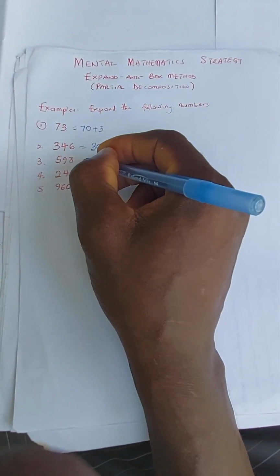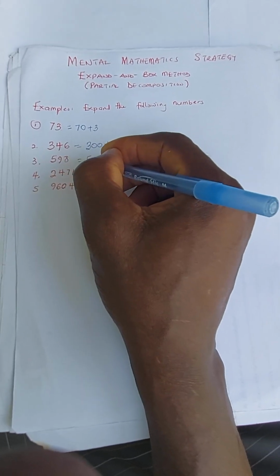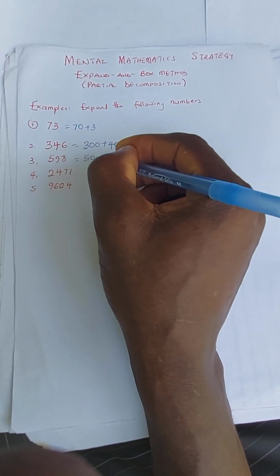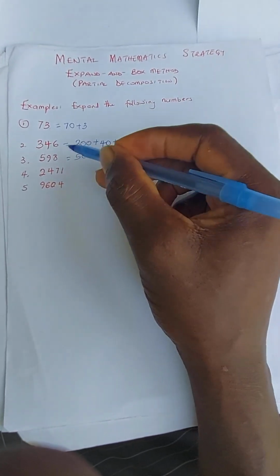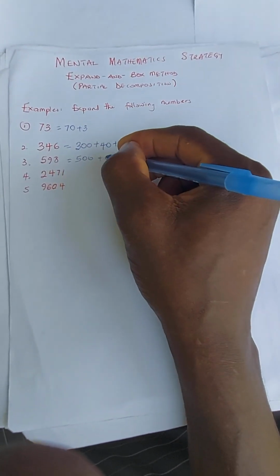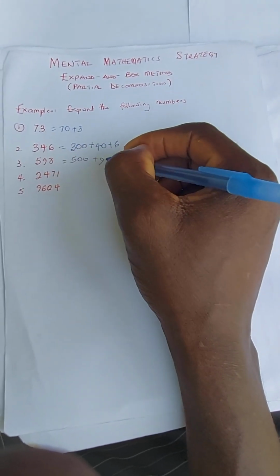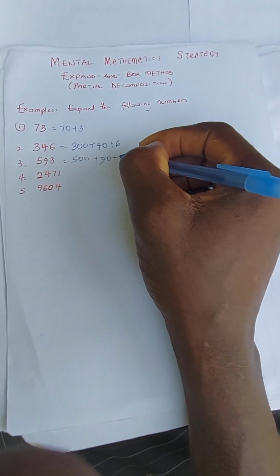Let's take 598. So you get 5 with 2 zeros plus the next digit is 9. So 9 with 1 zero, then plus 8.